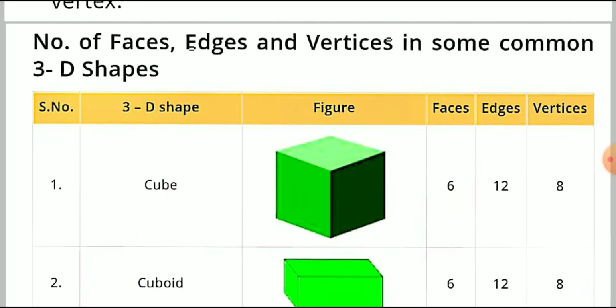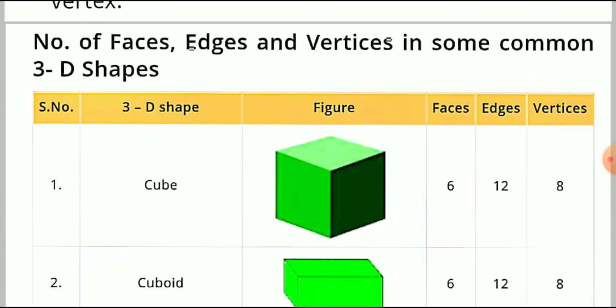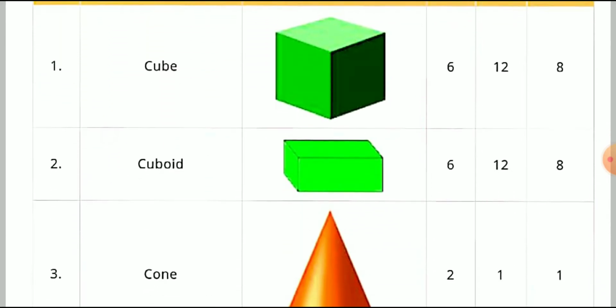Now vertices, count the number of points you get here: 1, 2, 3, 4, 5, 6, 7, and 8 at that side. Okay, 8 vertices. Same thing you will have in cuboid.